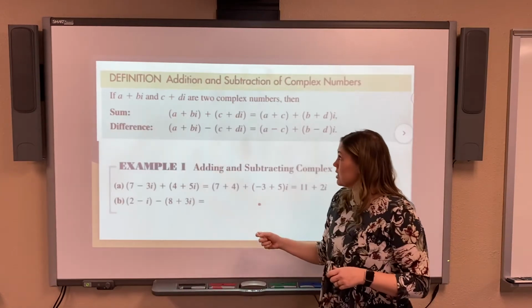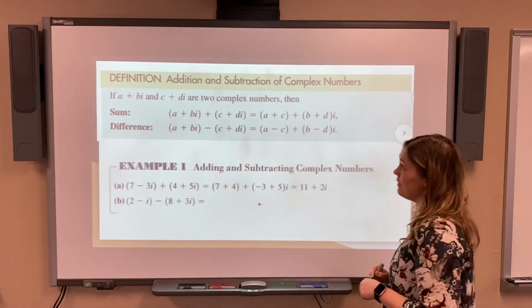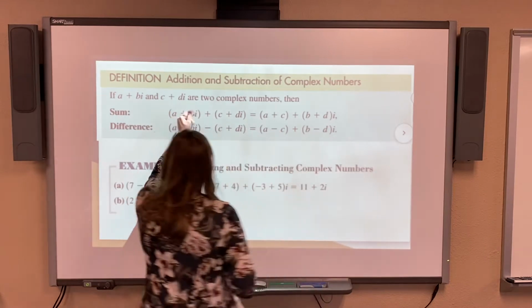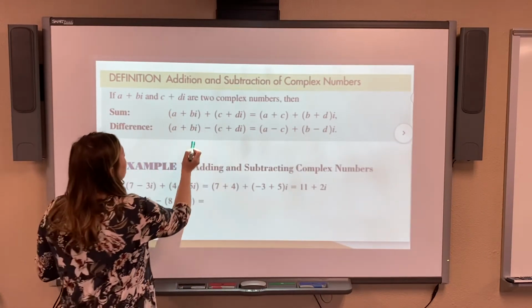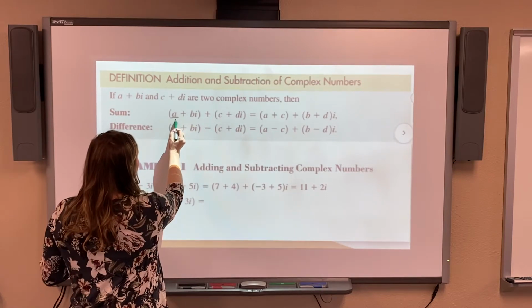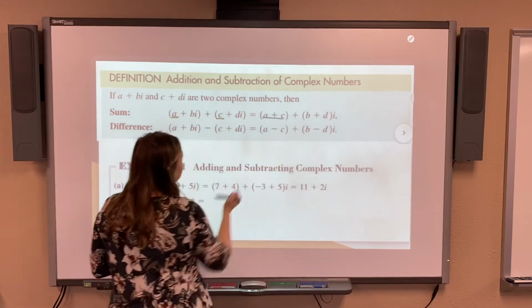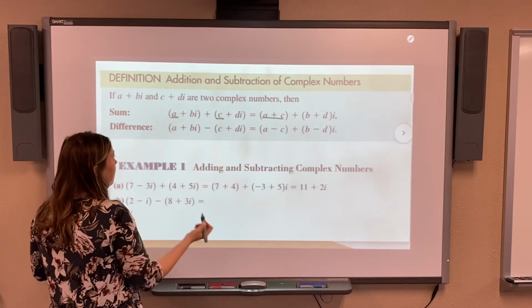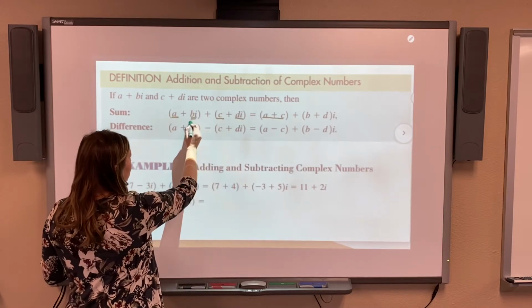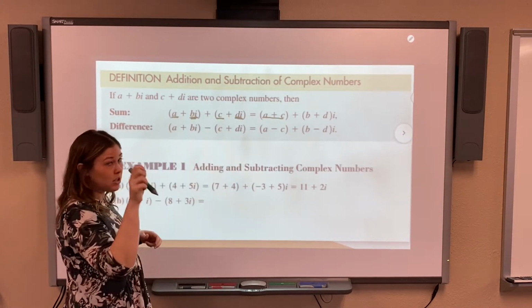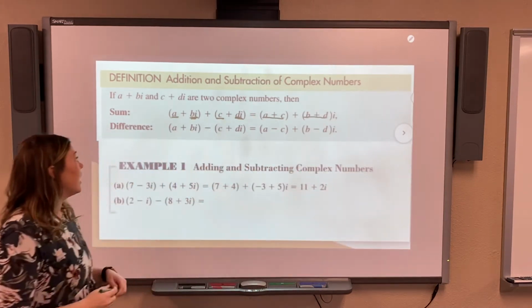Okay, so let's look at some operations. First, let's do addition and subtraction. If a plus bi and c plus di are two complex numbers, then for the sum, these are your reals, your a and your c, so we can combine a plus c. For your imaginary, we have b and d, so bi and di. Since those are both imaginary, they are like terms, and b plus d would be the number in front of your i, okay?